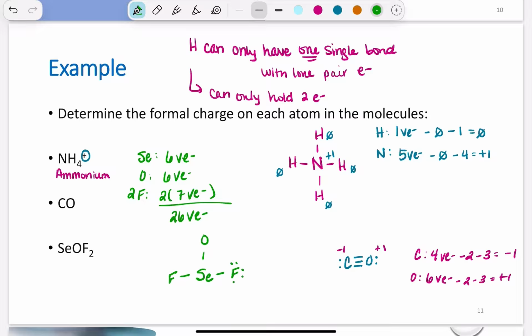Give your outer atoms their octet. I've used up 24 of my electrons. I have 2 remaining, so I'm going to put them on the central atom, here on the selenium. Now everyone has their octet. So now I need to check formal charge to see if I need to make any double bonds anywhere.